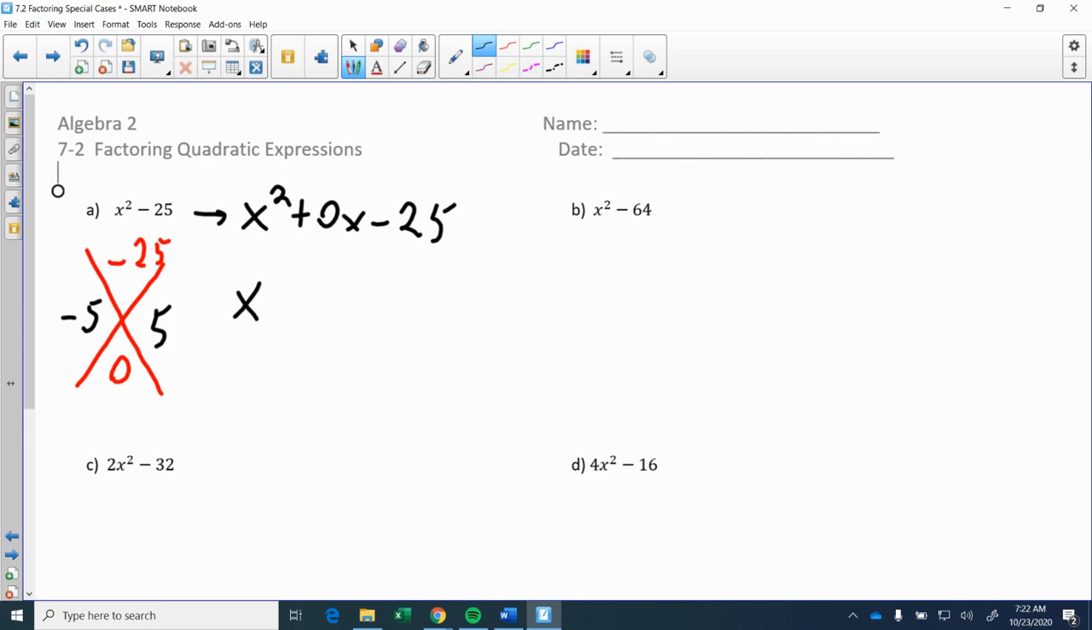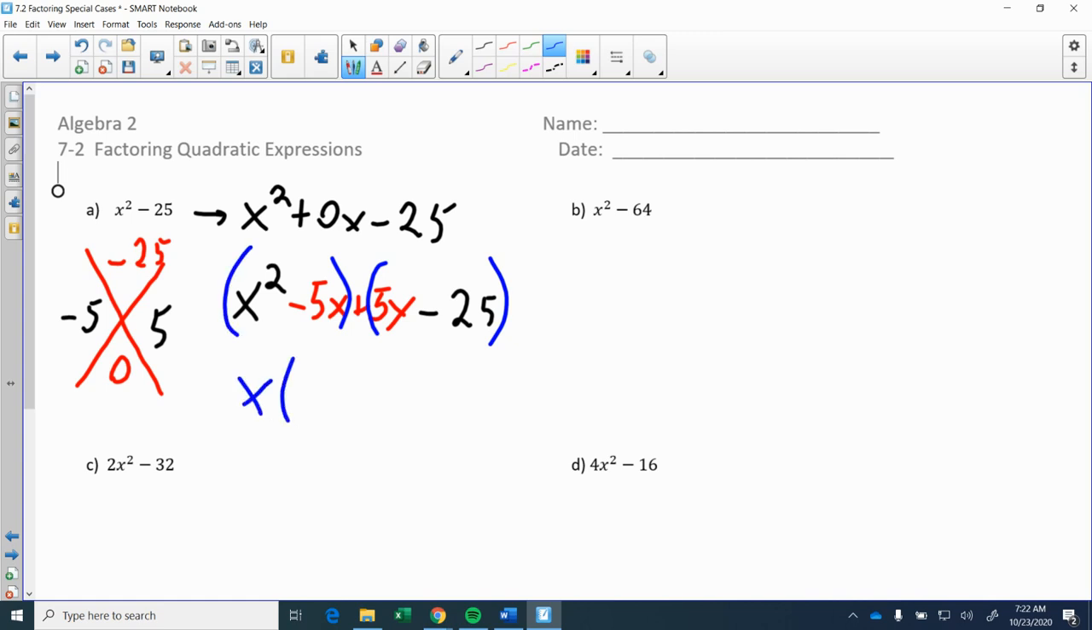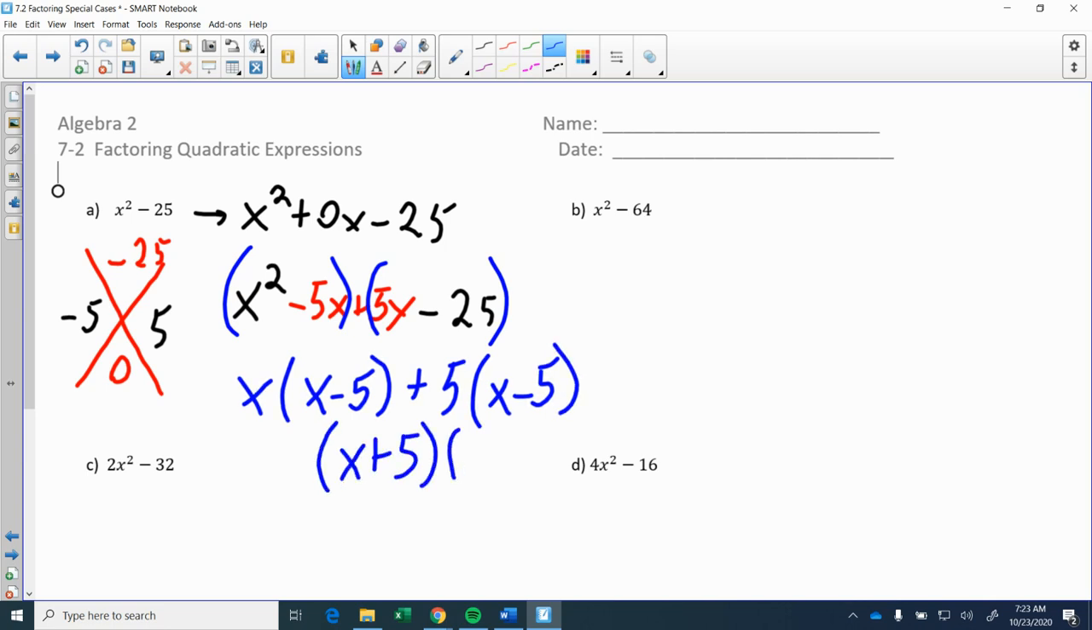So then we follow our rules. I'm going to rewrite the first and the last number of the equation and then fill in my two values inside of it. And then from there, we group and simplify. Group the first two, group the second two. In the first group, there's no numbers in common, but I can pull out an x. That would give me x times x minus 5. In the second group, I can pull out a 5, but I can't pull out an x. That gives me x minus 5 as well. So in other words, my answer comes out to be x plus 5 and x minus 5.